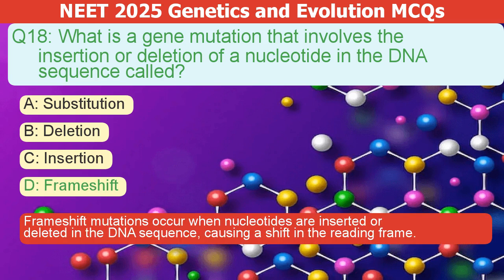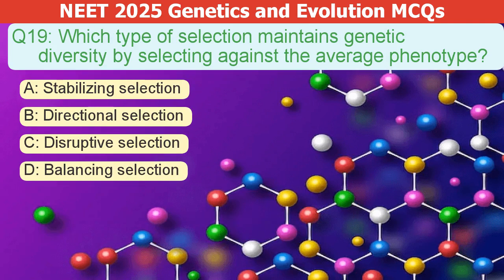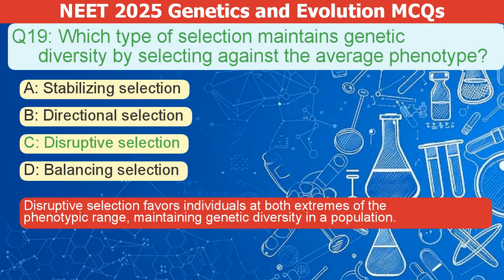Frameshift mutations occur when nucleotides are inserted or deleted in the DNA sequence, causing a shift in the reading frame. Which type of selection maintains genetic diversity by selecting against the average phenotype? A. Stabilizing selection. B. Directional selection. C. Disruptive selection. D. Balancing selection. The correct answer is C.